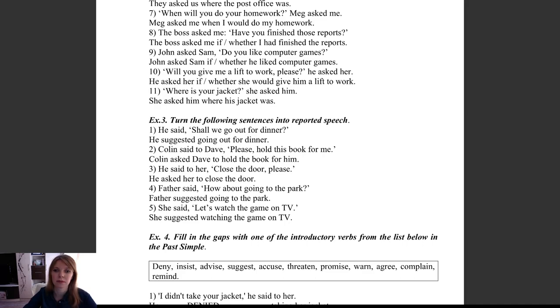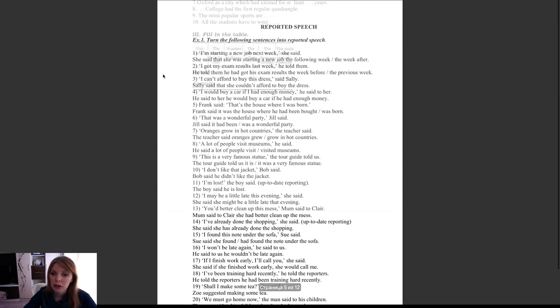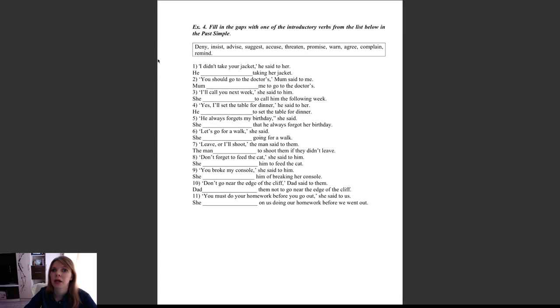Now we do one more exercise. Exercise number 4. It's going to be the last one. Fill in the gaps with one of the introductory verbs from the list below in the past simple tense. So you should read the initial sentence, choose the correct verb according to the meaning of the sentence, use it in the past simple, and complete the gaps.